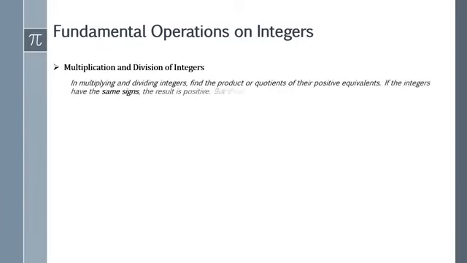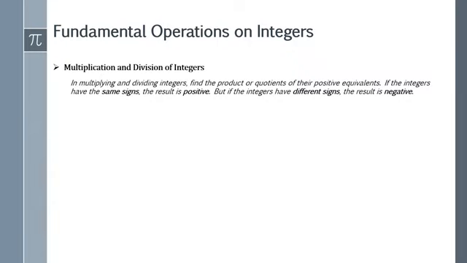It says here, in multiplying and dividing integers, find the product or quotient of their positive equivalents. So meaning, you simply multiply or divide. That's all. If the integers have the same sign, the result is positive.